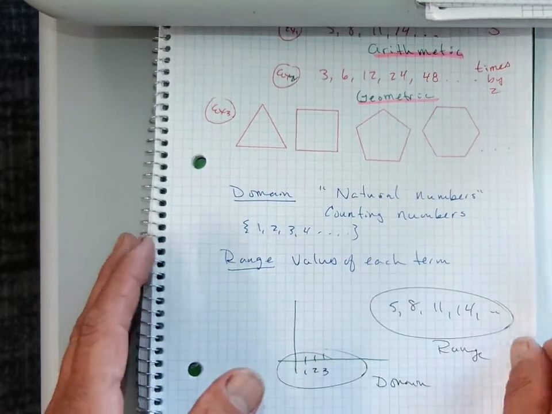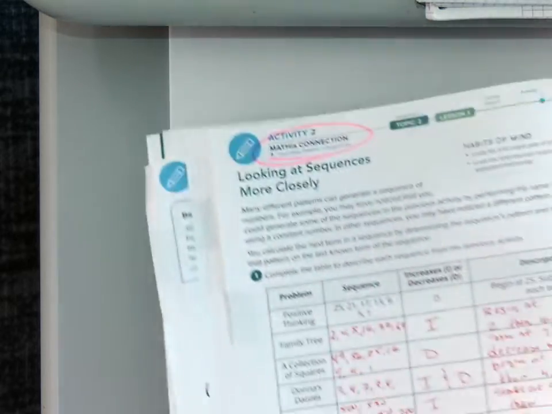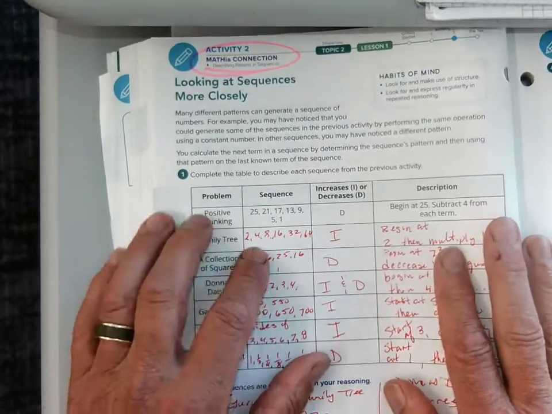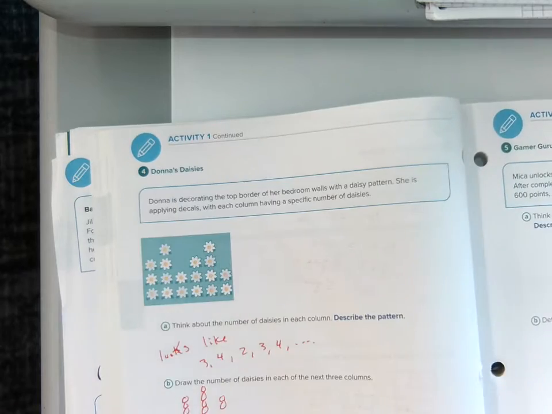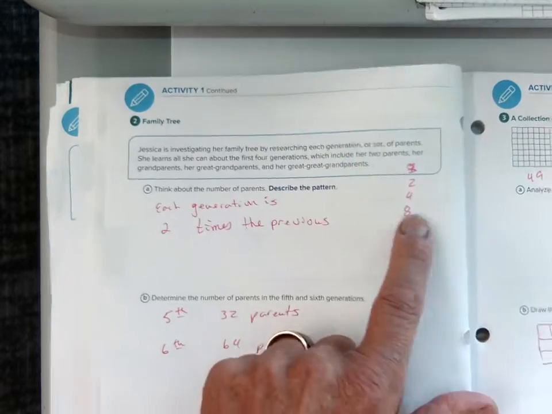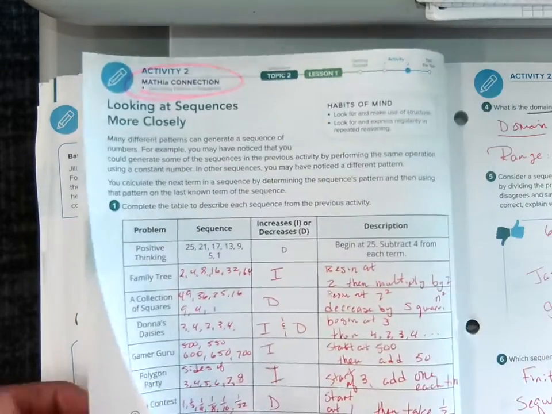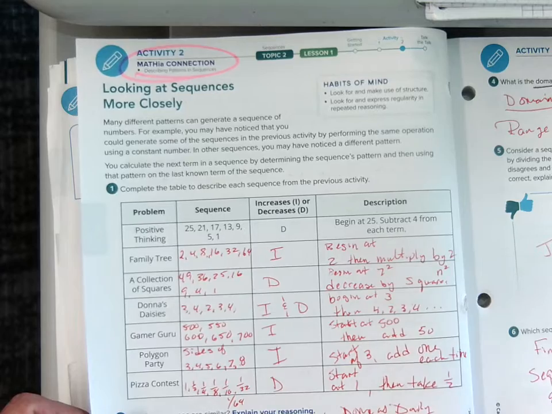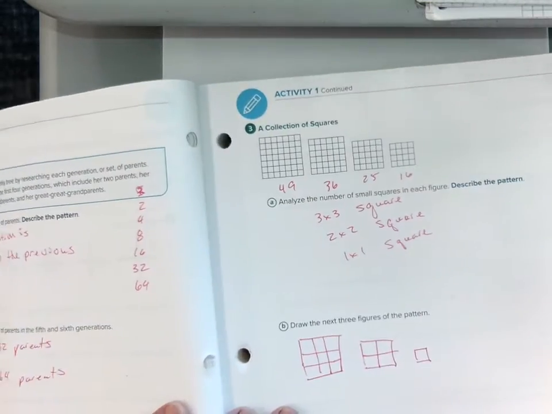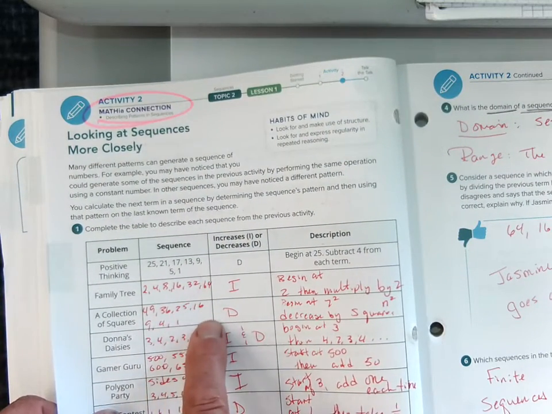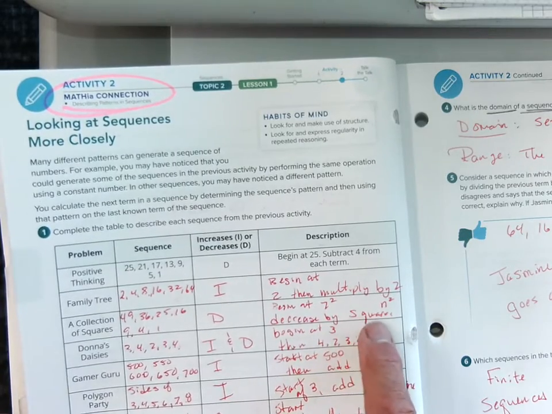Okay. Now we also looked at our book, and we went back to page 72, where we answered some questions about our previous work. We went back and looked at our family tree, which went 2, 4, 8, 16. So we can describe that as increasing. We begin at 2 and then multiply by 2. We looked at the collection of squares, which is decreasing: 49, 36, 25, 16. The pattern is decreasing by square numbers.